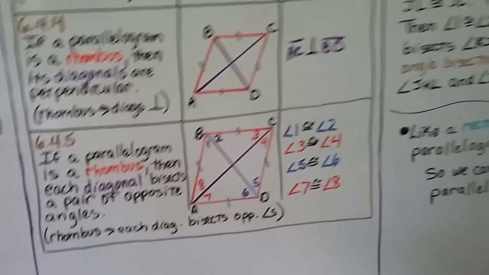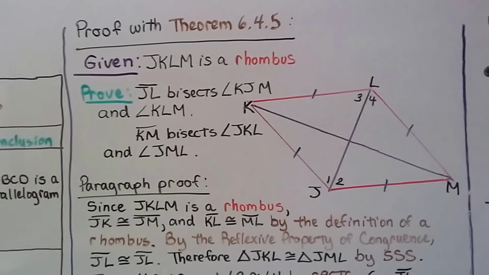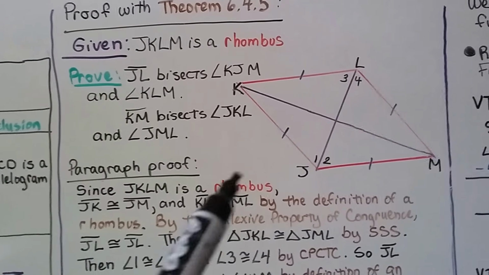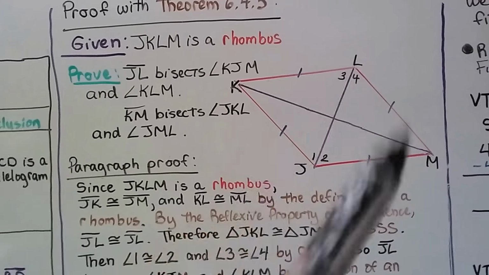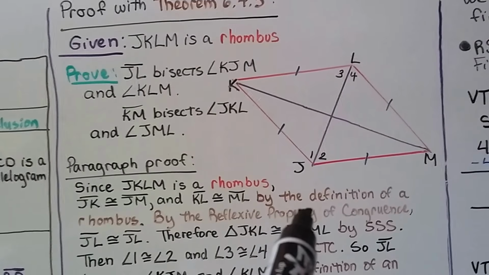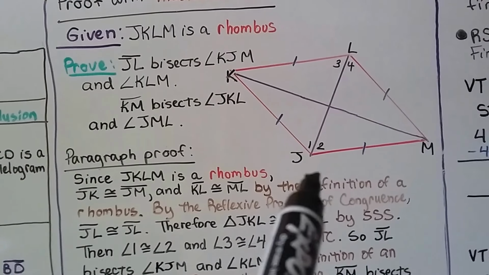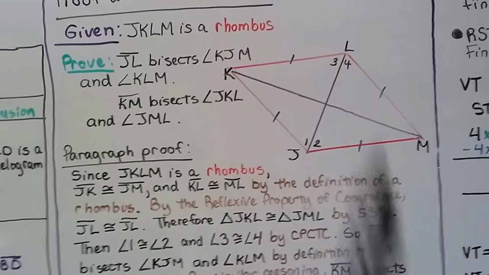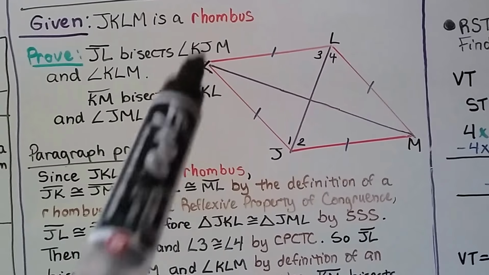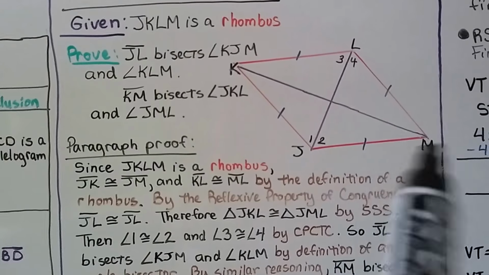All right? So here we have a paragraph proof with theorem 6.4.5, the one we just talked about, the diagonals bisecting the pair of opposite angles. So it's given that JKLM is a rhombus. We see 4 congruent sides. We need to prove that this diagonal JL bisects KJM, that's this one down here, and KLM, that's this one up here. We also need to prove that KM, this diagonal, bisects JKL here and JML here.